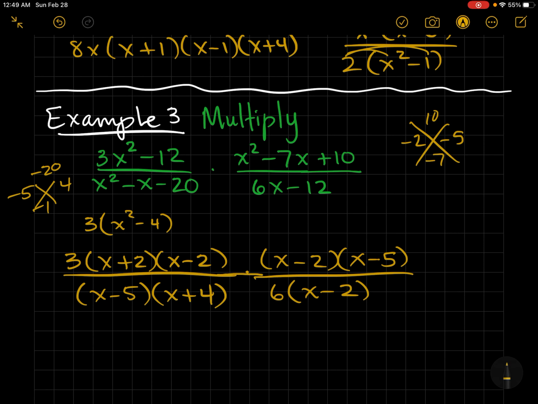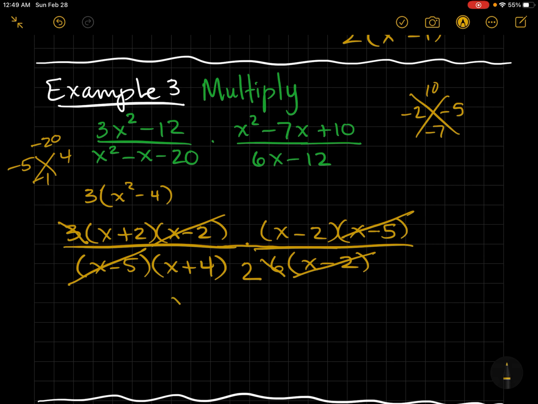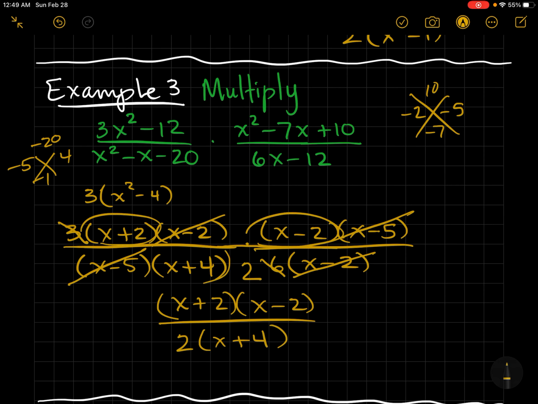So, at this point, you could just pretend that this is one long fraction, and it's all mushed together. So I have an x minus 5 here and here. 3 goes into 6 twice. x minus 2. And I think that's all I can cancel out. And I'm left with x plus 2 times x minus 2 over 2 times x plus 4. I think I've got everything. Yeah, okay. And so that's a great answer there.